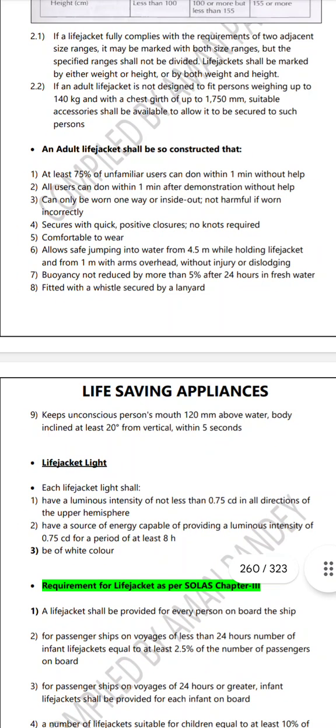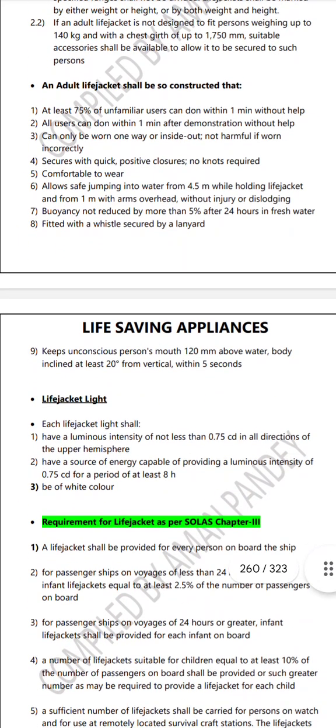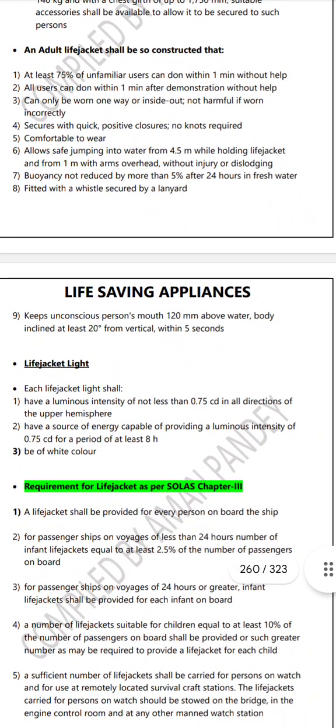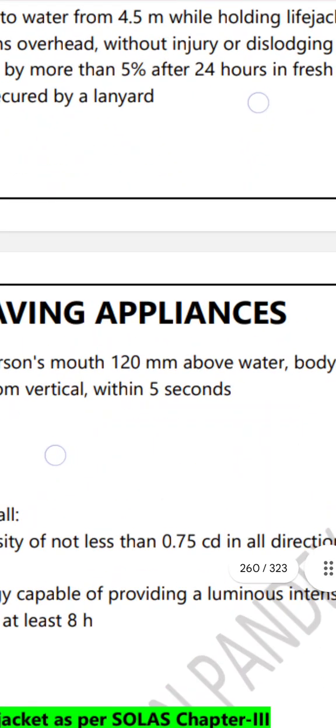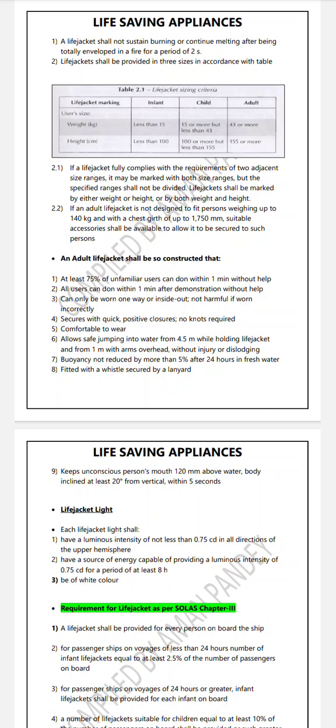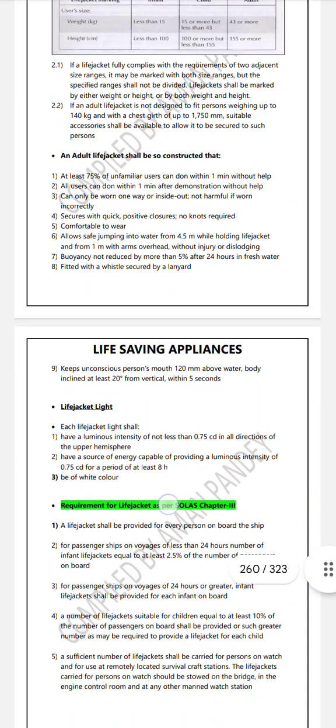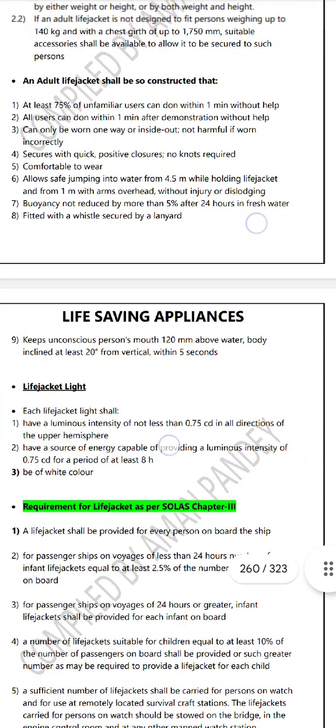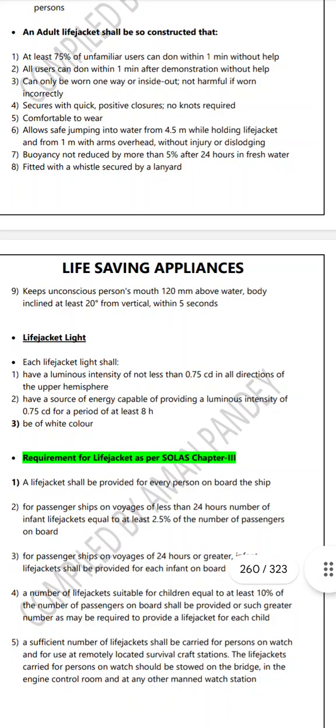Okay, an adult life jacket shall be donned within 1 minute. Okay, secure quick closing, walls allow. So this I have told you, right, after 4.5 meters we can easily jump and all, then buoyancy not reduced. So this is what I missed. Buoyancy should not reduce by 5% after 24 hours in fresh water, fitted with a whistle secured by a lanyard, and keeps an unconscious person's mouth over the waterline at least 20 degrees from the vertical within 5 seconds, sorry. This was also what I missed. 0.75 candela and burn 8 hours.